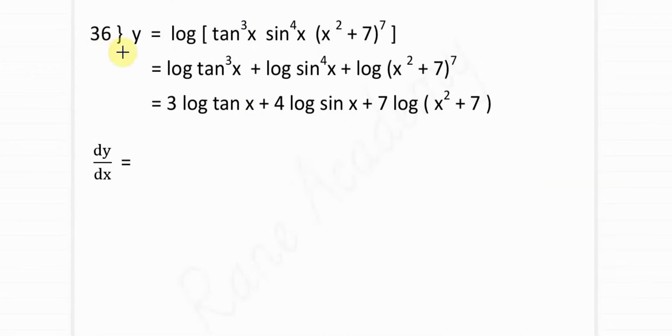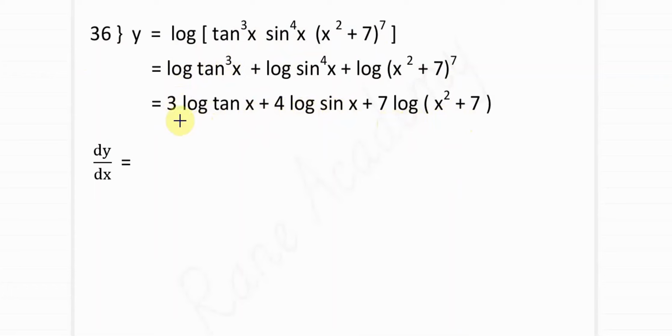Question number 36. We have y is equal to log of (tan cube x sin 4x (x square plus 7) whole raised to 7). We have logarithm outside, so we can use properties of logarithm, and we get log of tan cube x plus log of sin 4x plus log of (x square plus 7) whole raised to 7. Log of a product gets converted to a sum. Now 3 can be shifted out, so 3 log of tan x plus 4 log of sin x plus 7 log of (x square plus 7).